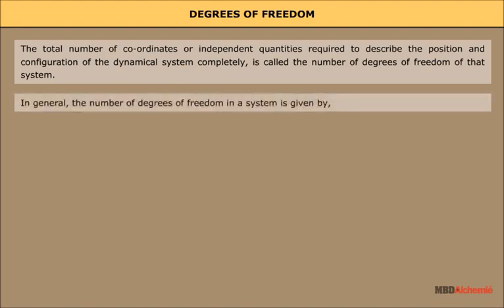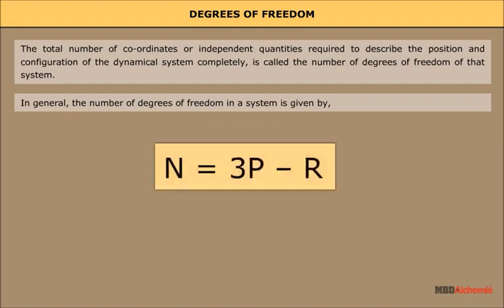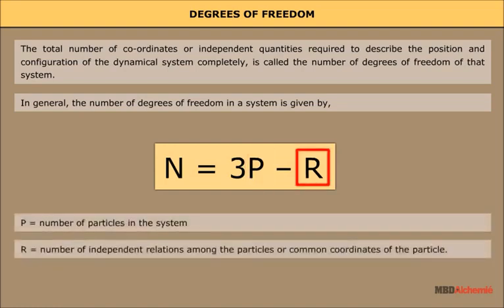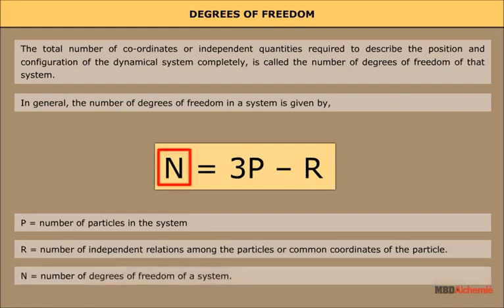In general, the number of degrees of freedom in a system is given by n = 3p - r, where p is the number of particles in the system, r is the number of independent relations among the particles or common coordinates of the particles, and n is the number of degrees of freedom of a system.